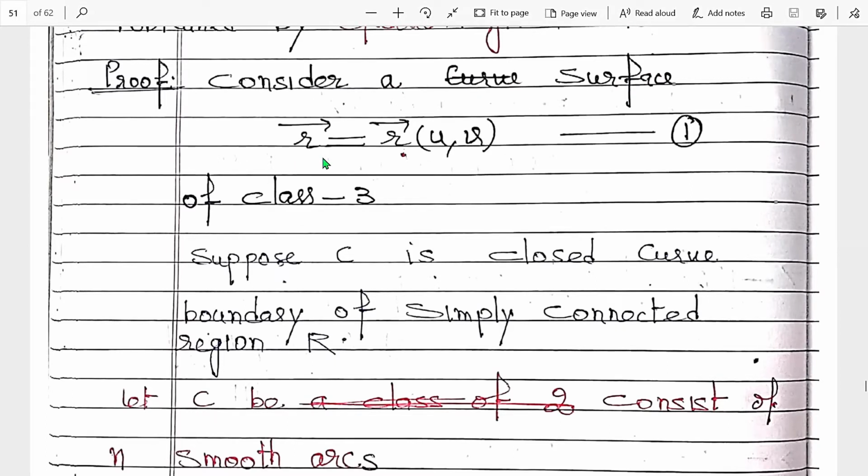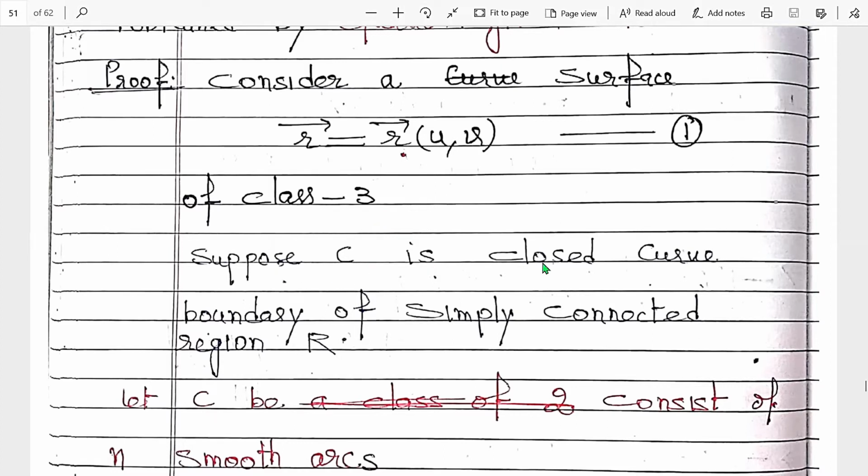Now, in this case, consider a surface, which is R, a vector function of u and v. That is the equation of a surface of class 3. Class 3 means it has a continuous third order derivative.